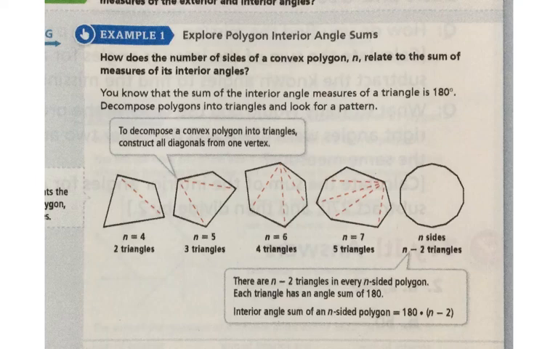Okay, so this entire chapter is on quadrilaterals and other polygons. So, first things first, what is a quadrilateral? Does it have four sides? A quadrilateral is a four-sided shape.